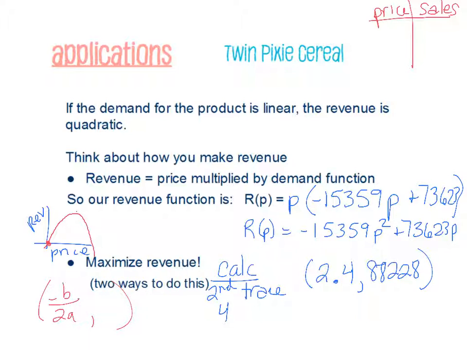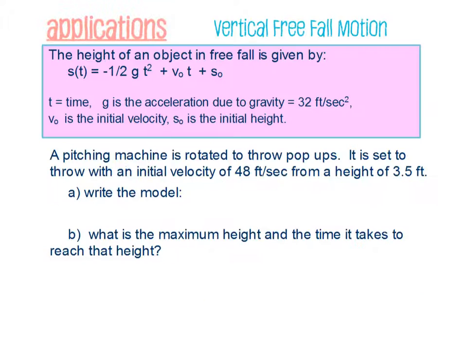All right, one more. Let's look at one more problem. This is another application, a pretty common type of quadratic application. It's called vertical free fall motion. It's like when you throw a ball up in the air and then it comes back down, and it's kind of forming this upside down parabola.